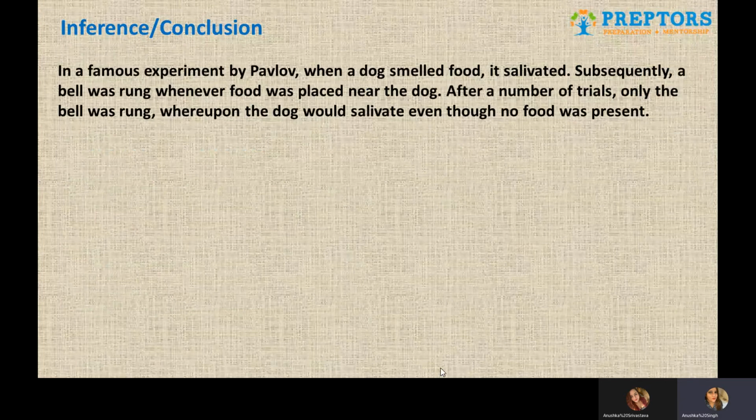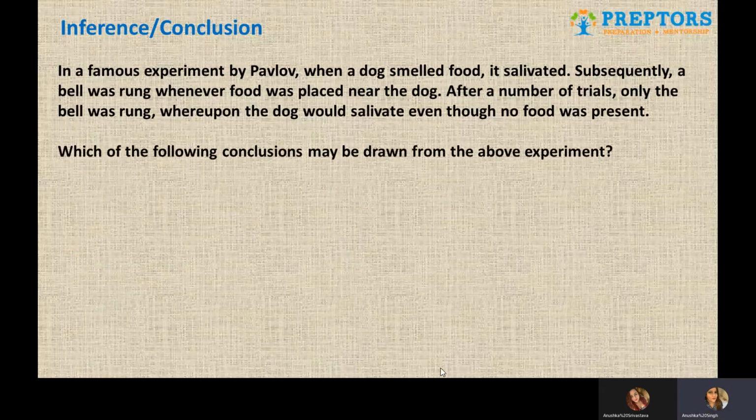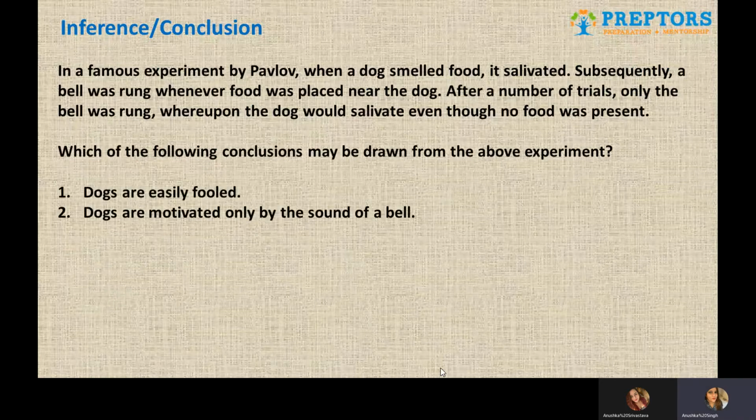Now, this is an example of a question that is inference based. In a famous experiment by Pavlov, when a dog smelled food, it salivated. Subsequently, a bell was rung whenever food was placed near the dog. After a number of trials, only the bell was rung, whereupon the dog would salivate even though no food was present. So this is a short little argument given to me. Now I will see what inference can be drawn from it. Which of the following conclusions or inferences may be drawn from the above experiment? These are my options.